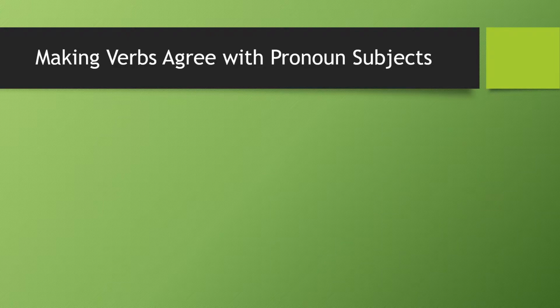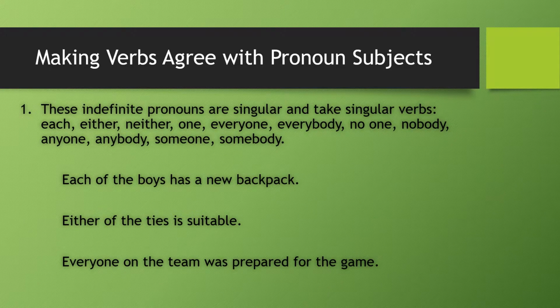Let's give our attention now to making verbs agree with pronoun subjects. Rule number 1. These indefinite pronouns are singular and take singular verbs: each, either, neither, one, everyone, everybody, no one, nobody, anyone, anybody, someone, somebody. Now a couple of these are tricky because they actually sound plural, but in reality they are singular.